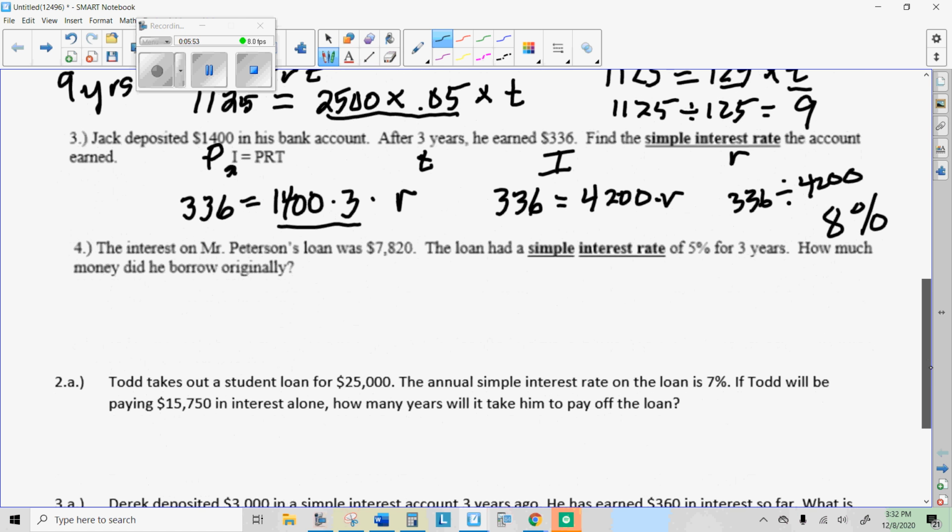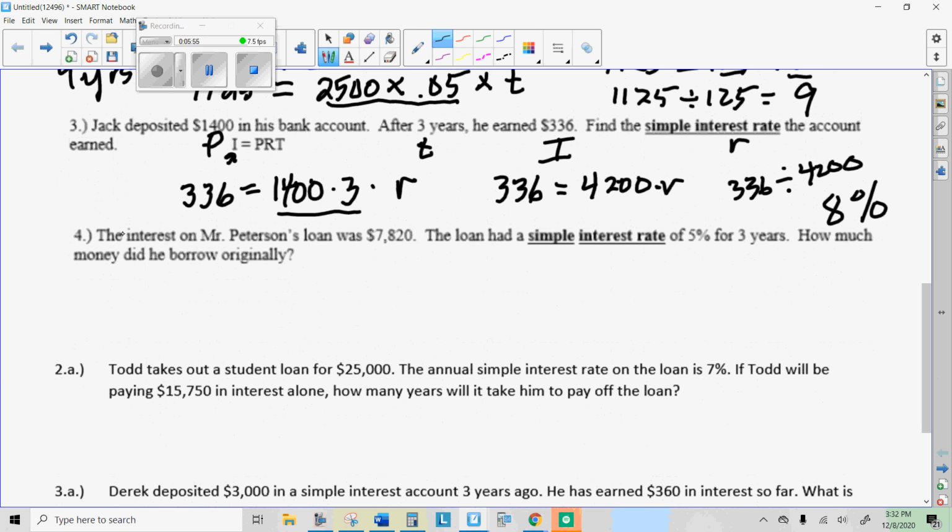Okay. On this next problem, the interest on the loan was $7,820. That's the interest. The simple interest rate is 5%. Let's write that as 0.05. That's R. And the time is 3 years. How much money did he originally borrow? We're looking for P in this one.